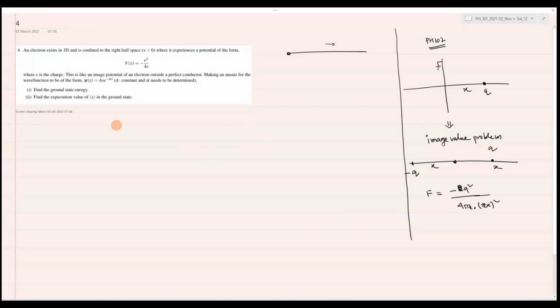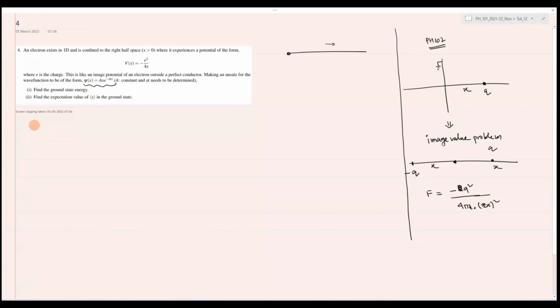This is not important to solve this problem. You just get this information, that you will learn something new in PH102 in electrostatics. Next, making an ansatz for the wave function to be of this form, we have to find the ground state energy. You know what the wave function is, you know what the potential is, so you can simply find the ground state energy.